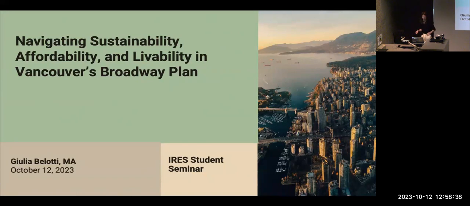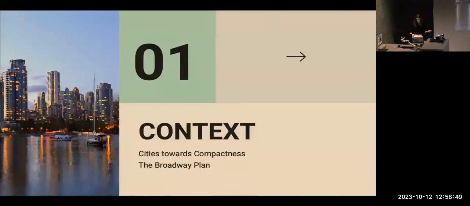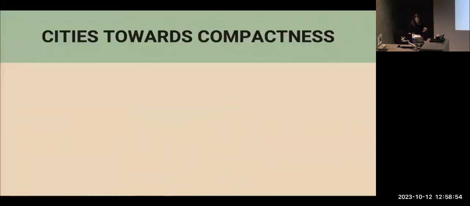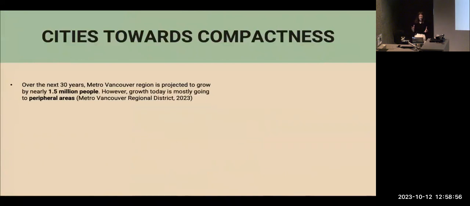Thank you, everyone, for being here. So today I will be presenting my research, Navigating Sustainability, Affordability, and Livability in Vancouver's Broadway Plan. Before getting started, I'll give you a bit of context, although I know that some of you are already familiar with these issues. So the Metro Vancouver region is expected to accommodate about 1.5 million people in the next few decades. However, growth today is mostly happening in peripheral areas. So Richmond, Surrey, and all these neighboring municipalities.